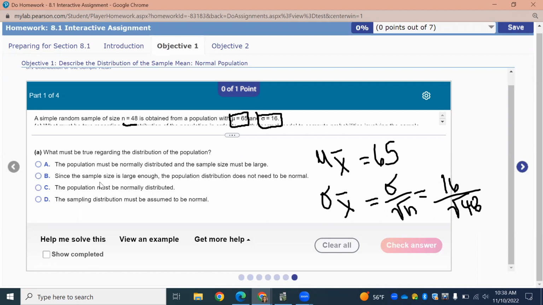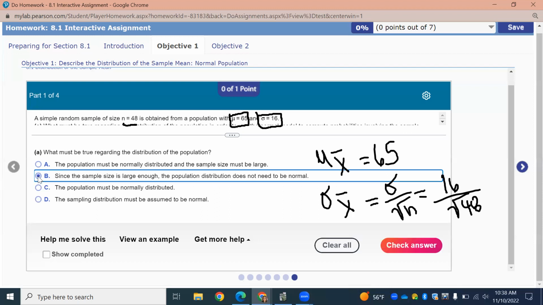No, because it doesn't have to be normal as long as the sample size is large. It's either or. Okay. B, the sample size is large enough. The population distribution does not need to be normal. I feel pretty good about that. C, the population must be normally distributed. Also, no, if we have a large enough sample size.